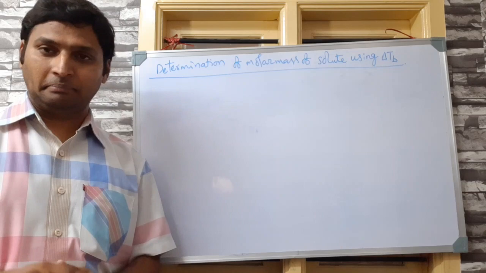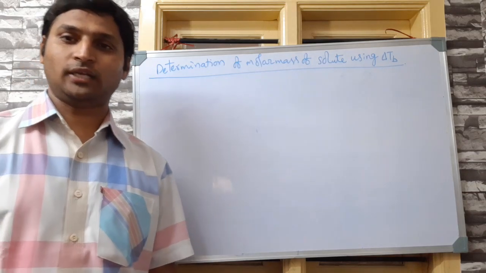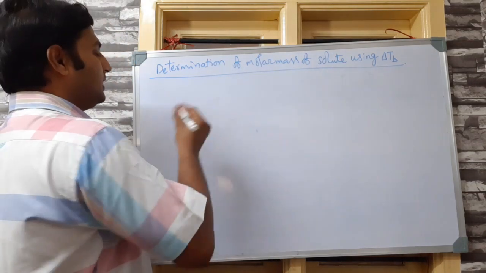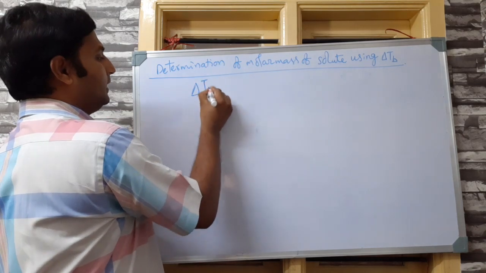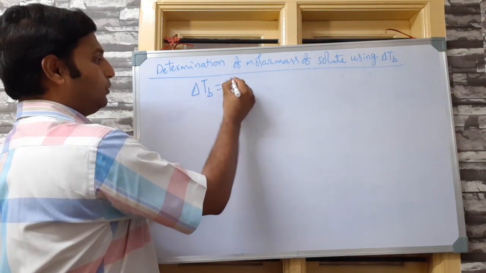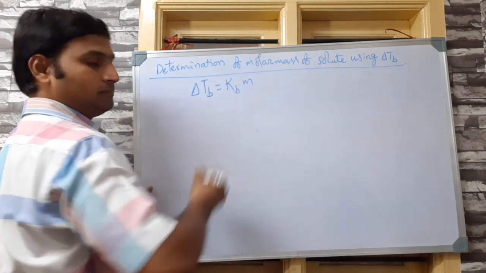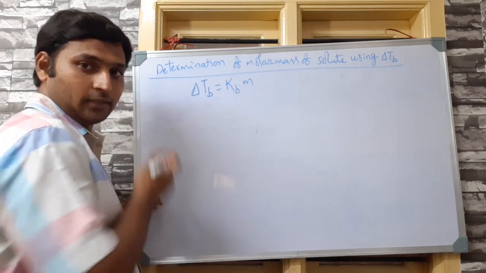Derivation will be very simple. Relation between molar mass of solute and delta Tb. See, just now we have established that delta Tb is equal to Kb into m, molality, right?